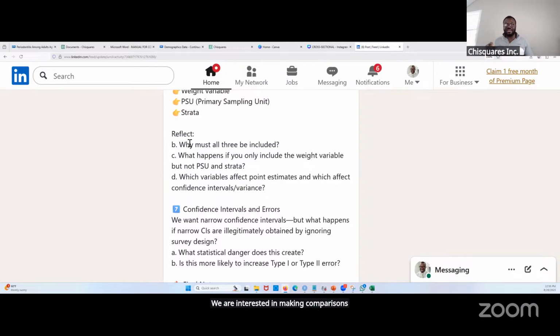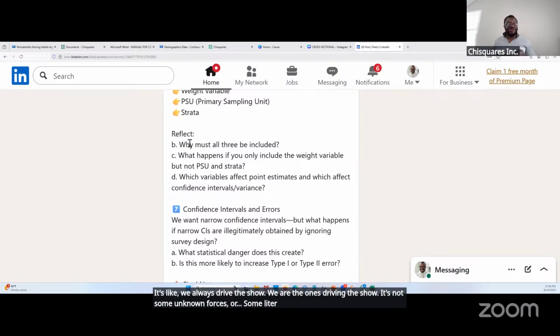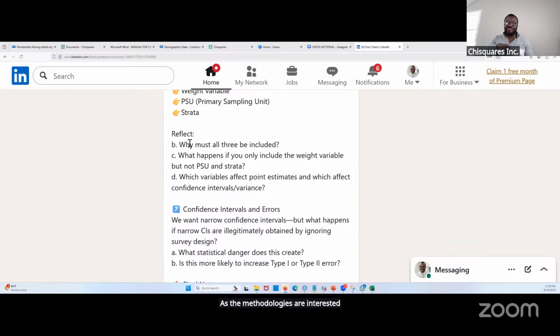That's where we start, right? We are the ones driving the show. It's not some unknown forces or some literature review or what other people are doing. No. It's what we as investigators, as methodologists, are interested in that drives the design.